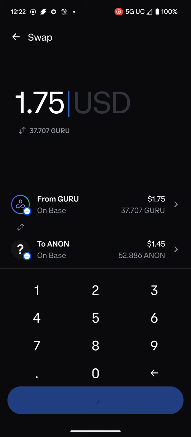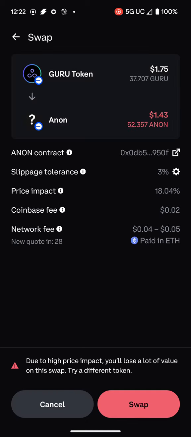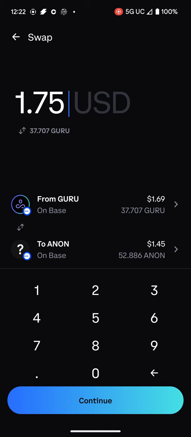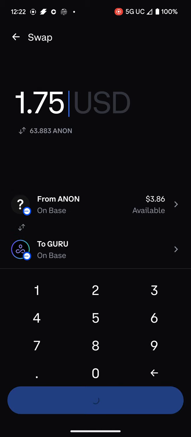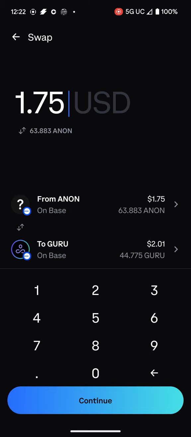There'll be an anomaly right now that I want you to not worry about. So you can see the dot that I'm using on the screen where my finger is. So this area here, when it says due to high price impact, you'll lose a lot of value on the swap, try a different token. Don't worry about that. Just proceed as normal, because later on when you flip the script, it's going to end up giving you more back, right? So there's some kind of pricing disparity, but it's balanced when you're trading from and to.